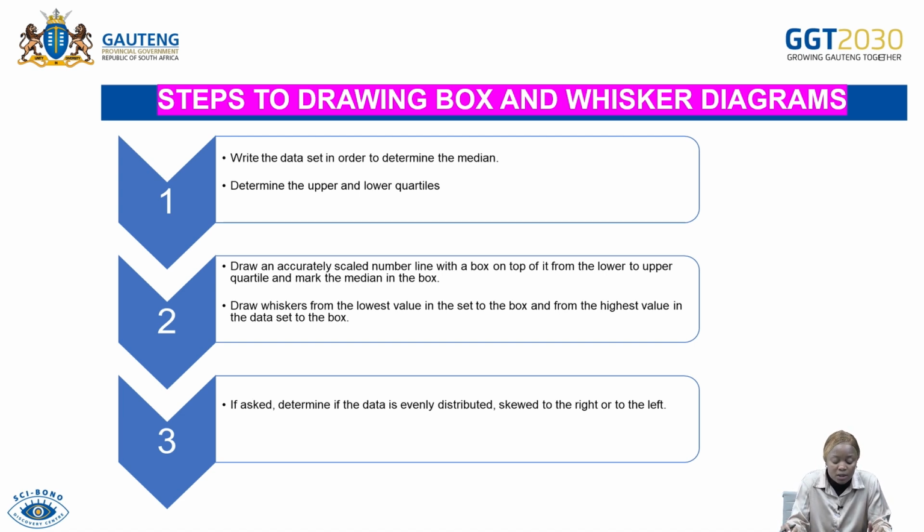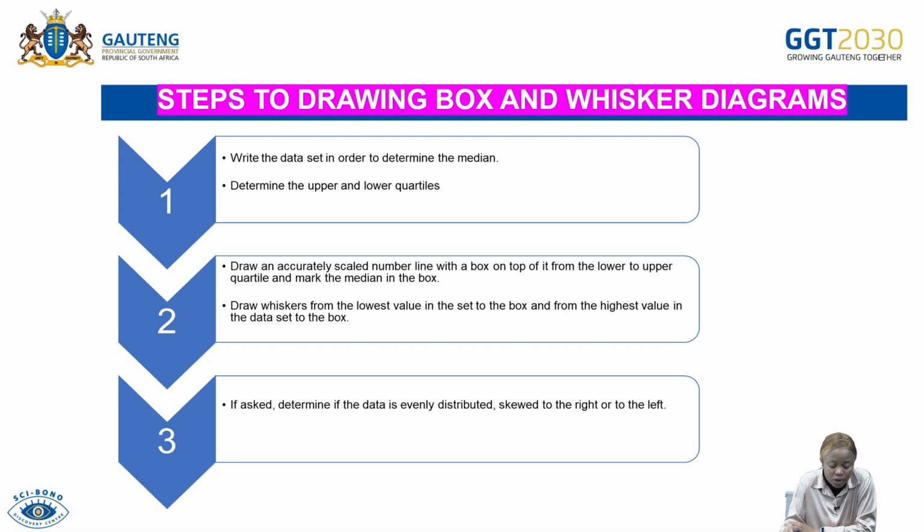Number 1, you need to write the data set in order to determine the median. Remember, you can't find your quartiles, which are your Q1, Q2, and Q3, when your data set is not arranged in an ascending order or in an increasing order. So you need to arrange your data set in an ascending order. And then number 2, you need to determine the upper and the lower quartile.